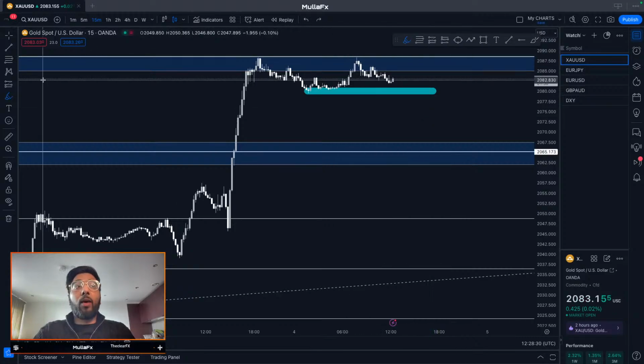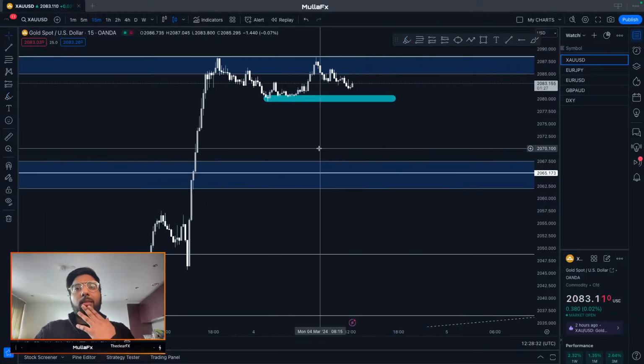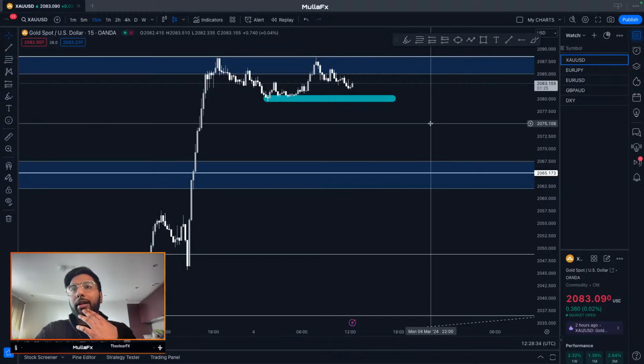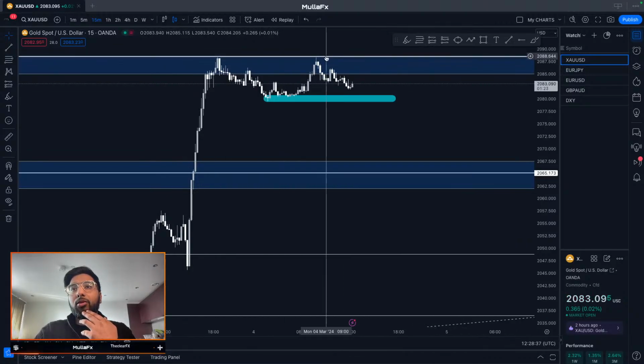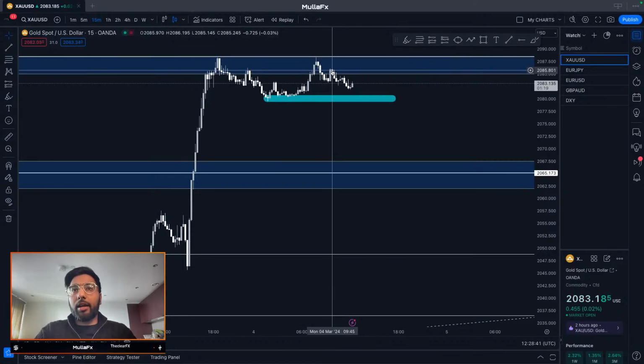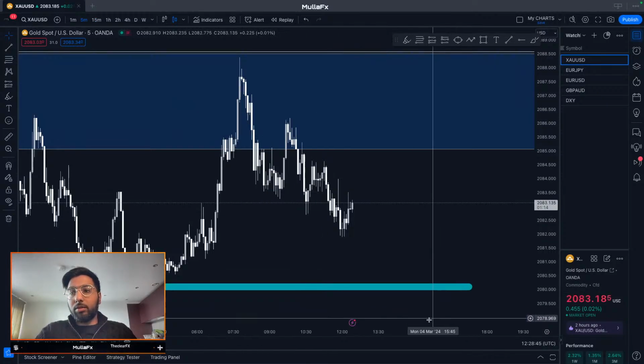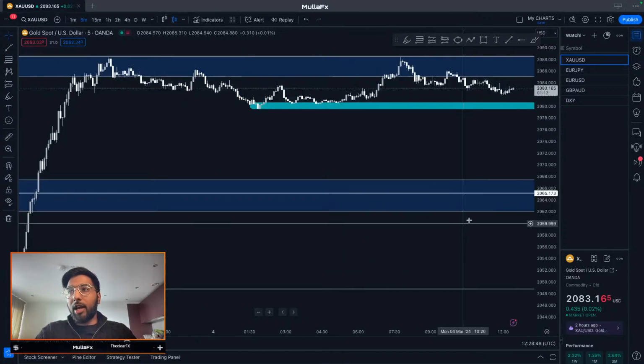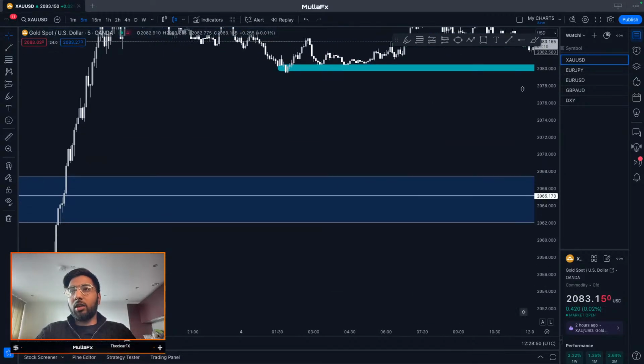But I don't know why I keep drawing. Anyway, let's have a look at gold again. So gold at the moment, we've created a double top. We're now creating lower highs right here, right? Could this be a potential selling move? I know you guys want to see trades.